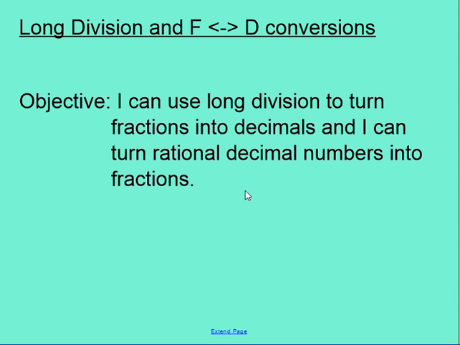We are also going to be taking it a step further and looking at some special things that happen when you turn decimals into fractions. So please write down on the next blank page in your notebook the objective for the day. It is, I can use long division to turn fractions into decimals, and I can turn rational decimal numbers into fractions. That last part is what we haven't really done before, and it's what we're going to do.